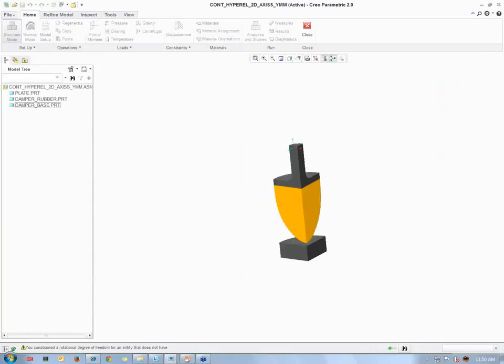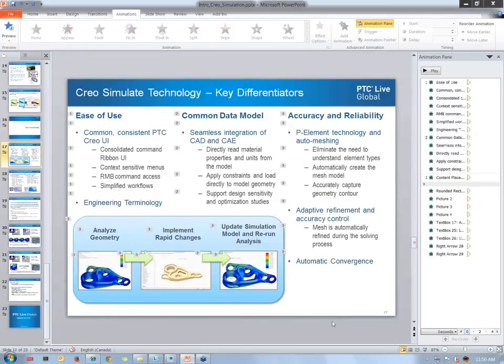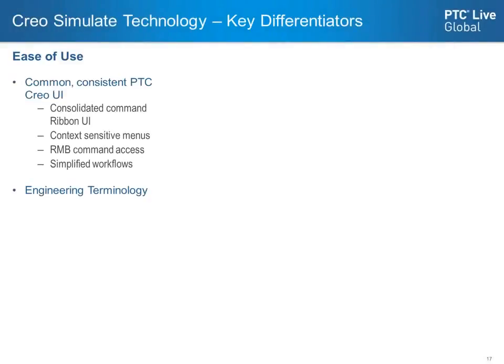Okay? So I have another example, but just because we're short on time, I just want to summarize some of the key differentiators and why Creo Simulate is valuable, and then Scott, I'll hand it back over to you. First and foremost is ease of use. Common, consistent UI. Let me go into slide mode here. We have a constant UI built on the whole Creo platform, right mouse button capabilities, the ribbon.